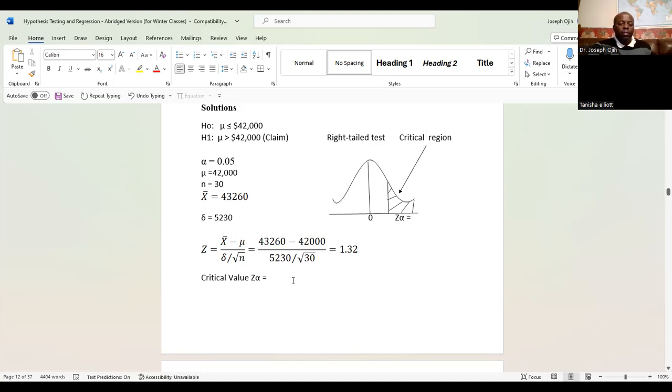Now, let's find the critical value. The critical value is going to be right here, this line here, the cutoff line. Now, let's find it. If it is a two-tail test, you can find the critical value the same way we found it when we were doing confidence intervals. But this is a right tail test.